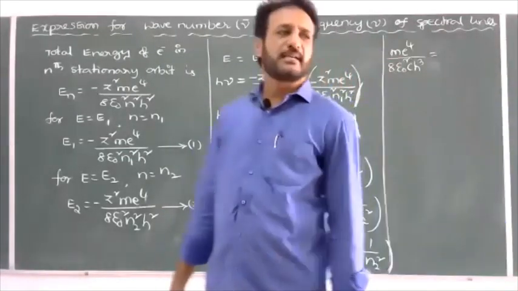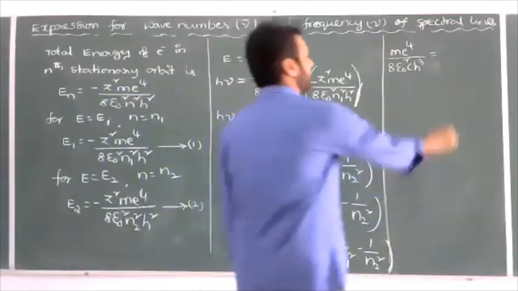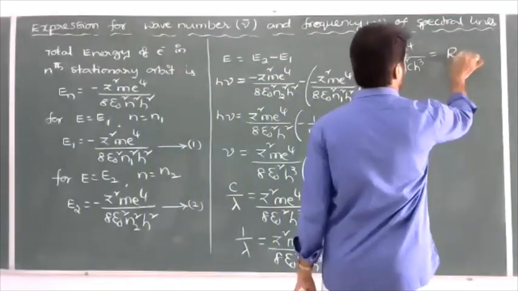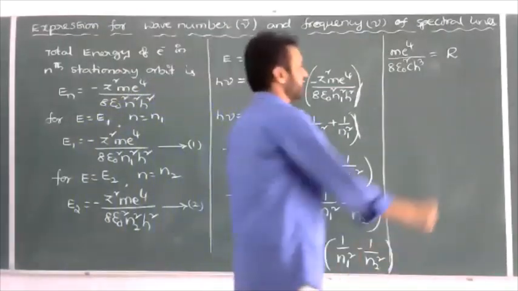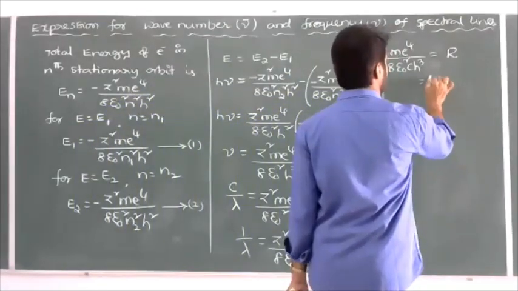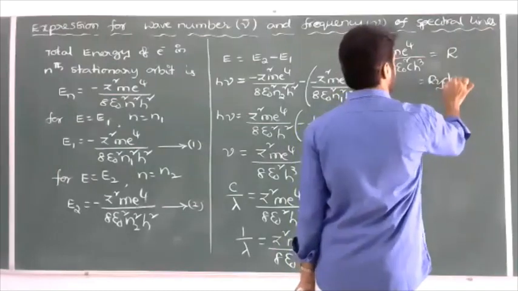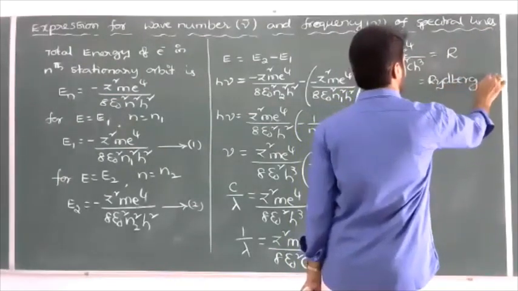In place of all these constants, I'll put one more constant, which is called capital R. So this capital R is called the Rydberg constant. Can you write this one as the Rydberg constant?